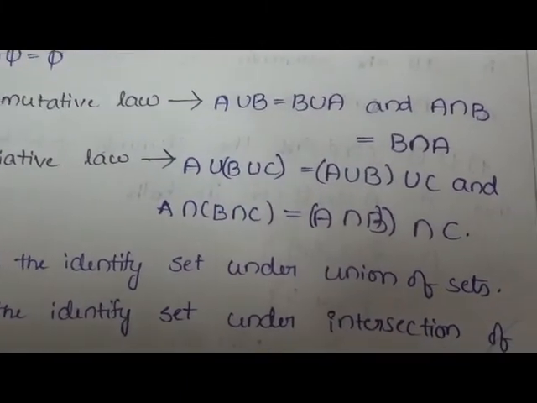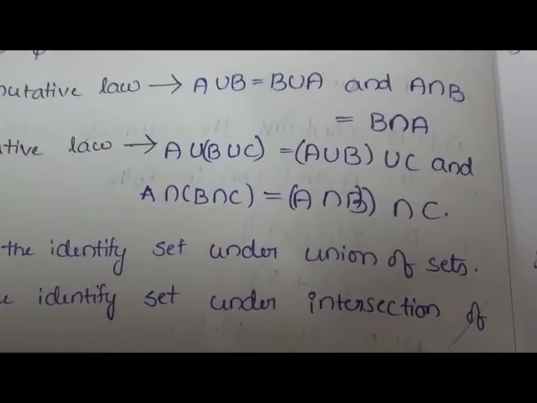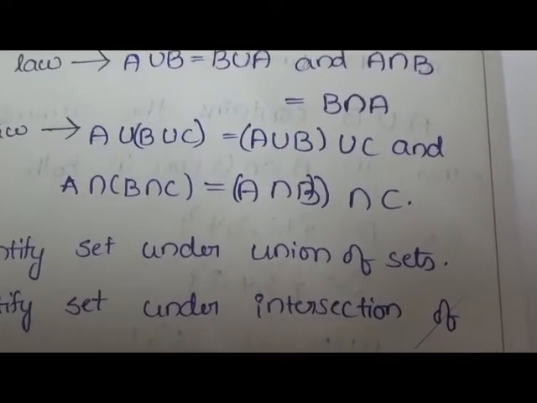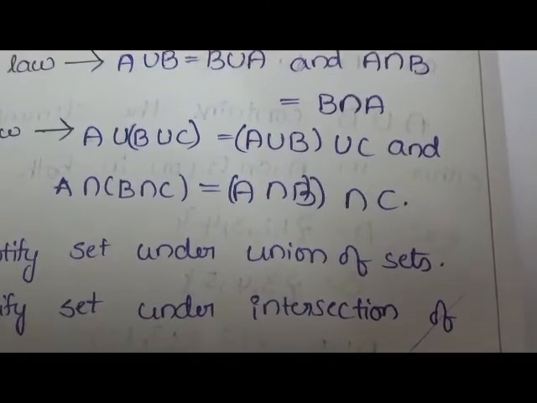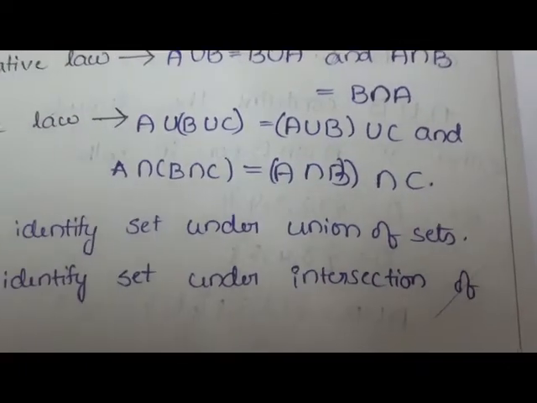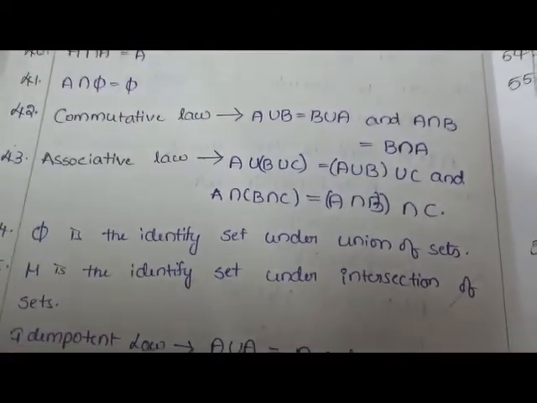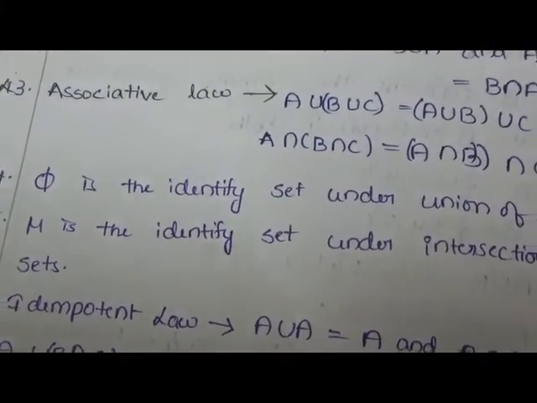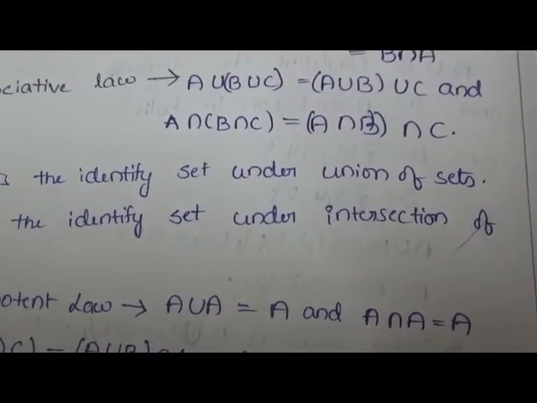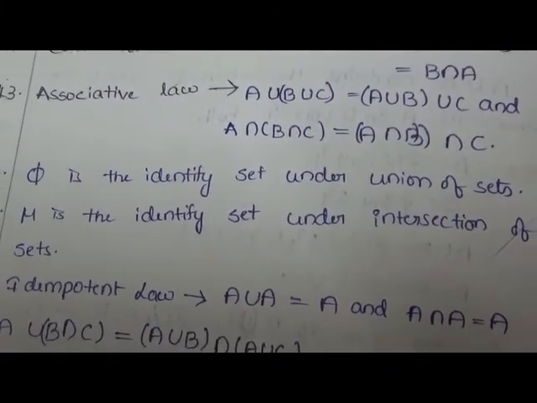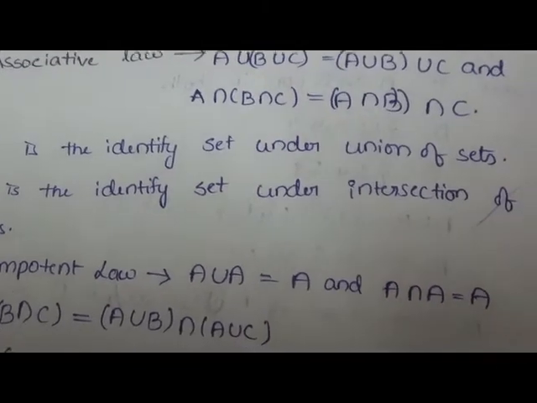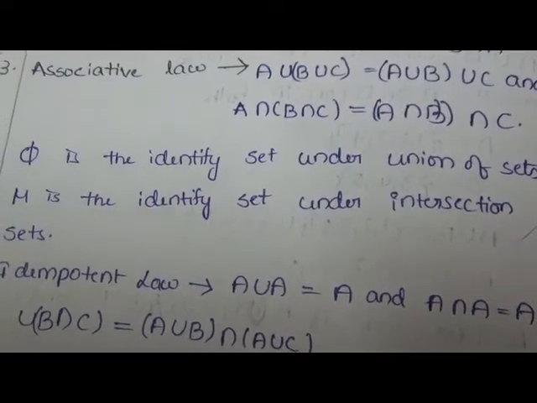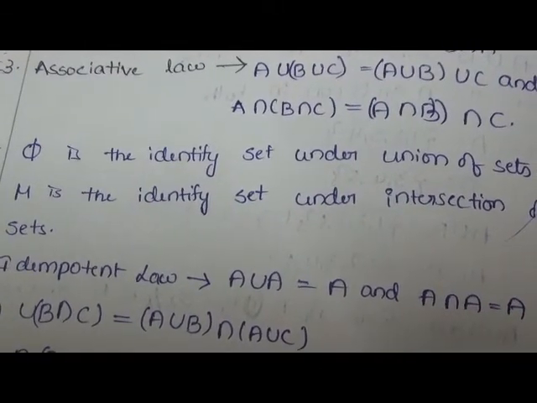Associative law: A union of B union C is equal to A union B union C, and A intersection of B intersection C is equal to A intersection B intersection C. These two formulas we call the associative law in sets. Phi, the null set, is the identity set under union of sets. Mu, the universal set, is the identity under intersection of sets.